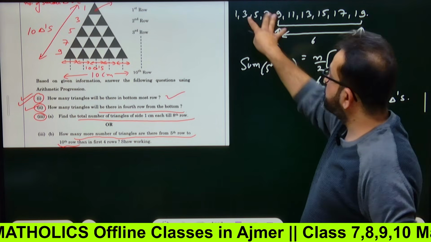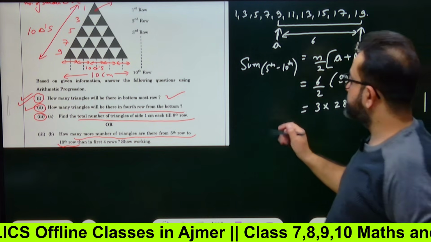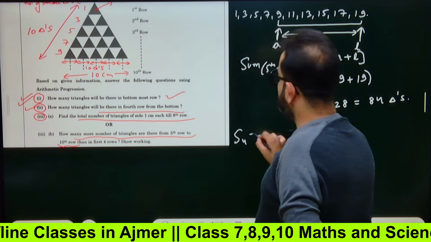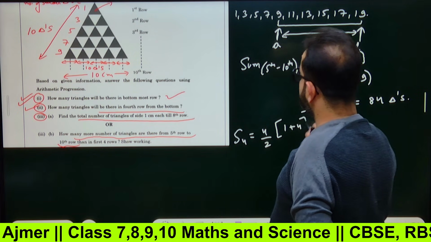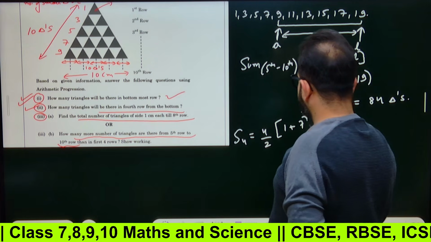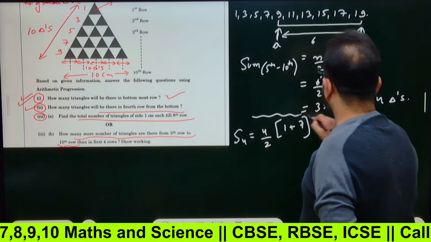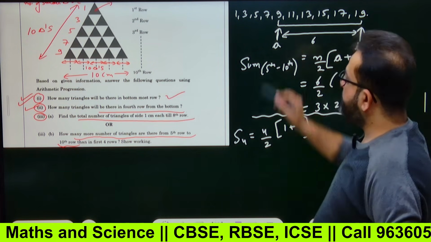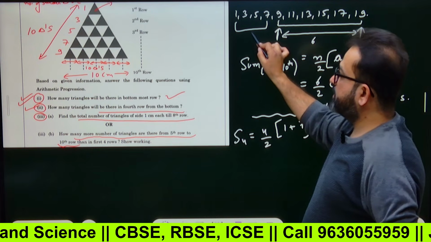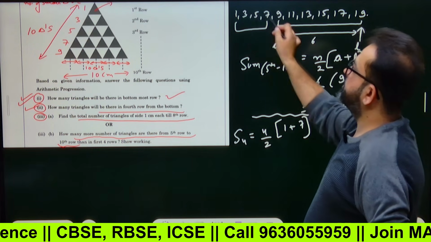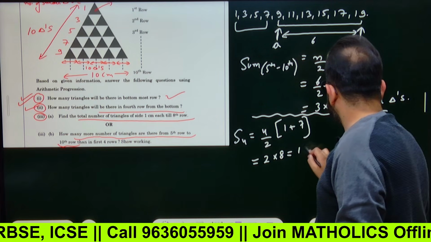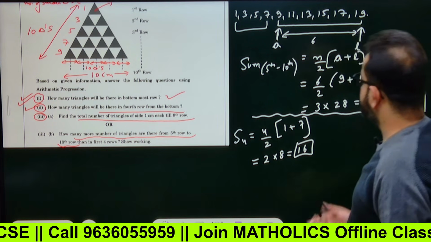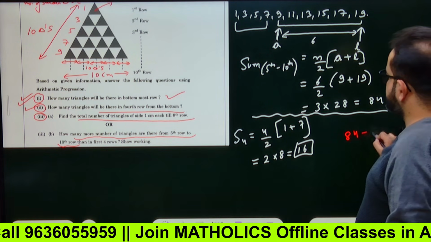Now the first 4 rows, that means S4, n by 2, 4 by 2, first term plus last term, 1 plus 7. Got this point? How we calculated this? This sum will be n by 2 into first term plus last term, 1 plus 7. Okay, this will be 2 into 8, that means 16. So what is the difference? 84 minus 16 is our answer.